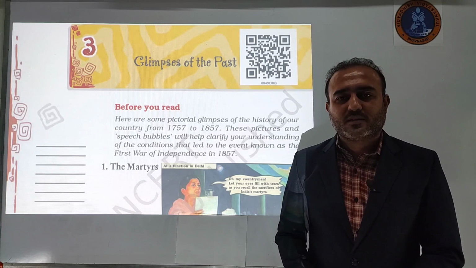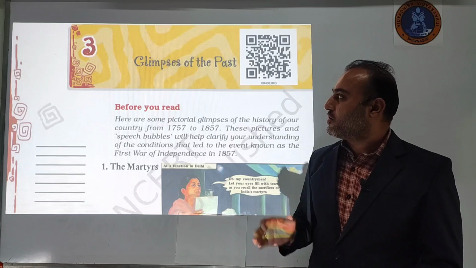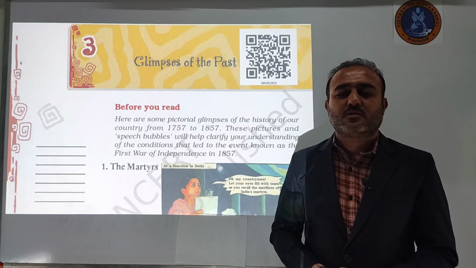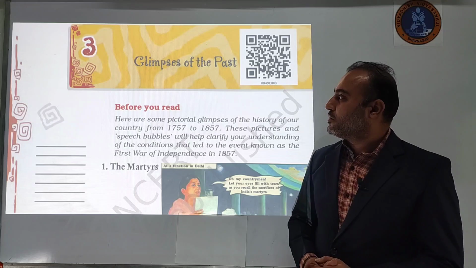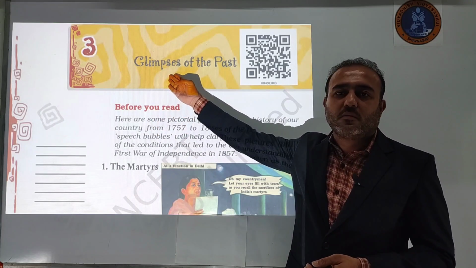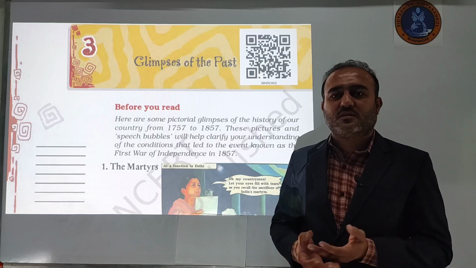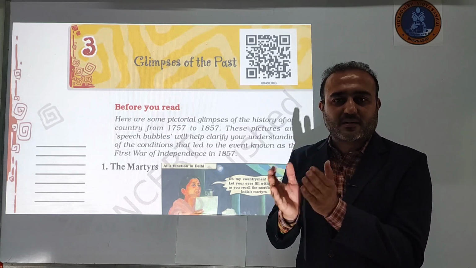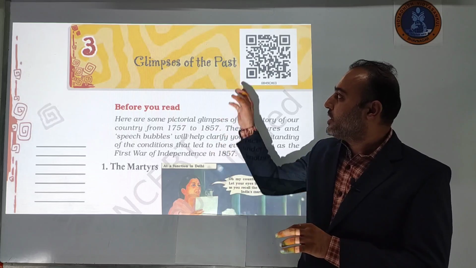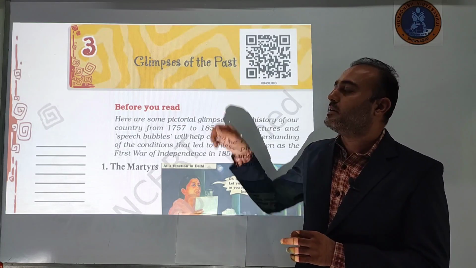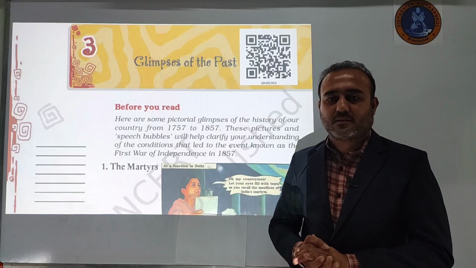Students, in today's lecture, we are going to discuss your literature part, chapter number 3, that is Glimpses of the Past. Before we start with the chapter, we need to understand the meaning of the term glimpses. Glimpses means partial view. Partial means incomplete or in parts. So we are going to study our Indian history, the past of our Indian history, in small parts.